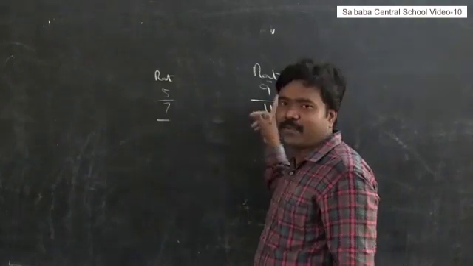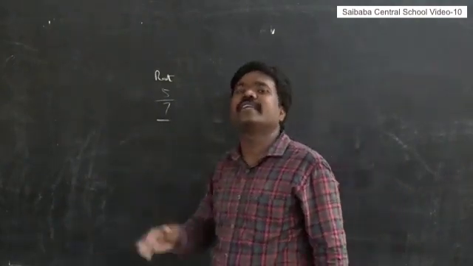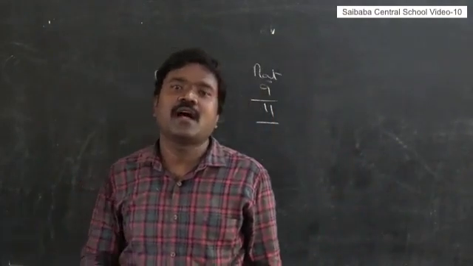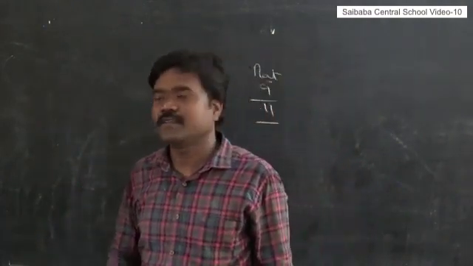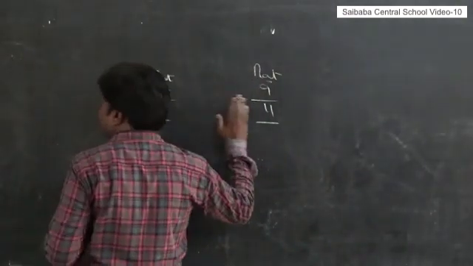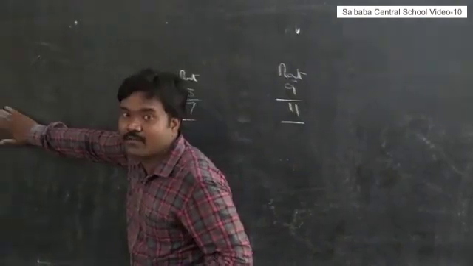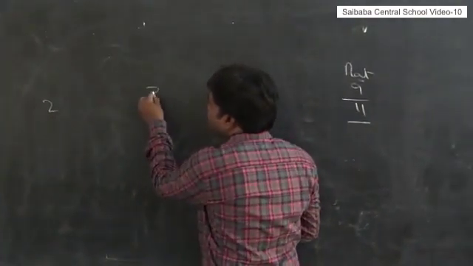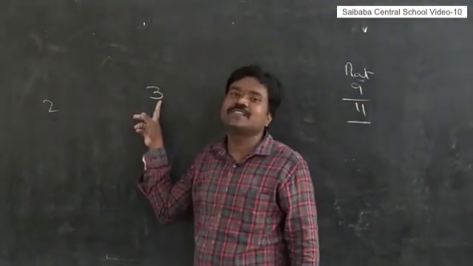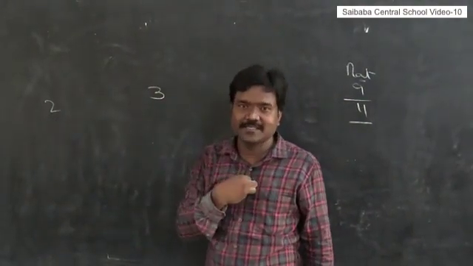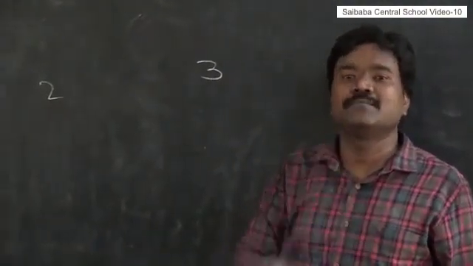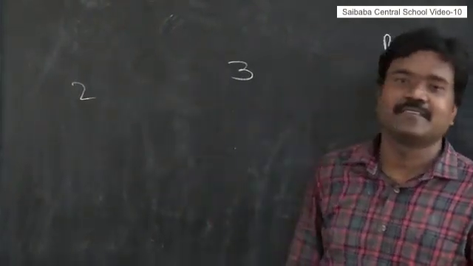In these two decimal expansions, you can write any non-terminating, non-repeating decimals. For example, I am giving an explanation for this model question: 2 and 3. 2 is a rational number, 3 is also a rational number. My question is, find any 3 irrational numbers in between 2 and 3.